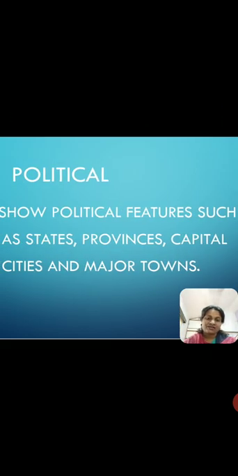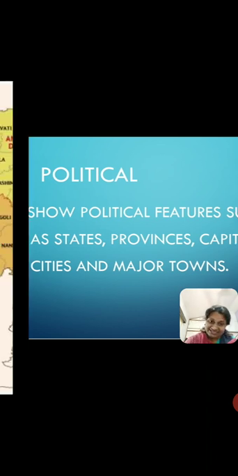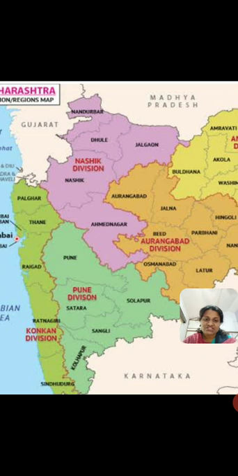So basically political maps show you different features like the states, provinces, capital cities, and major towns of those places or of the country or of a state. Okay, so like this map which I've put up right now is of the state of Maharashtra and shows you the different districts of Maharashtra. So this is again a political map. Okay, so these are maps which show you the different areas of the map, and it has a specific purpose.